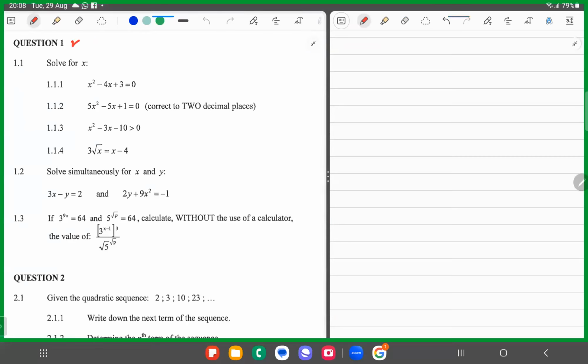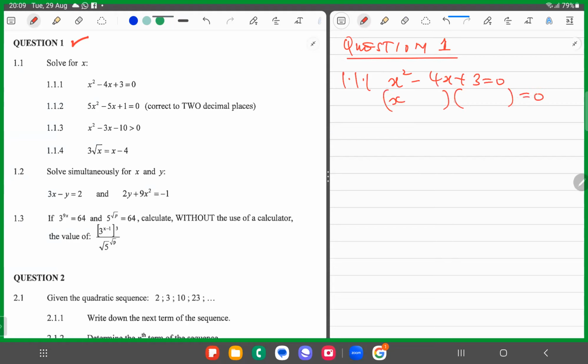Right, we're going to be looking at question 1. Question 1.1: x squared minus 4x plus 3 equals 0. What are the factors of 3, for example? We're just recapping on basic notions. So here it's minus 3 and minus 1, correct? So x is 3 or x is 1. These are very basic.